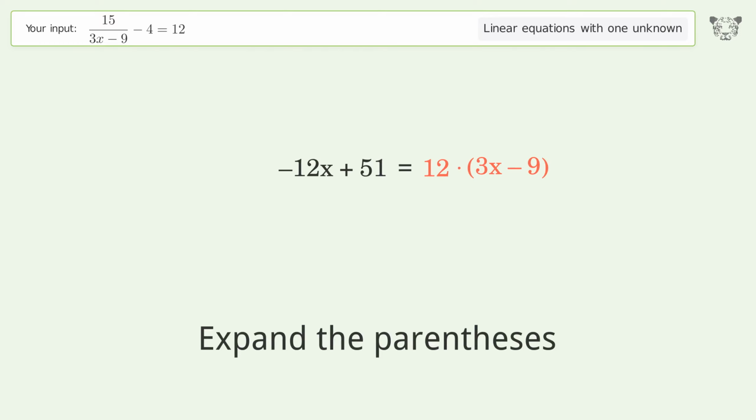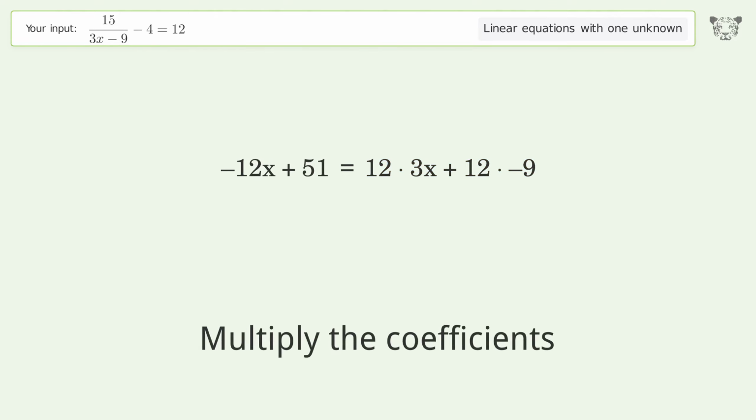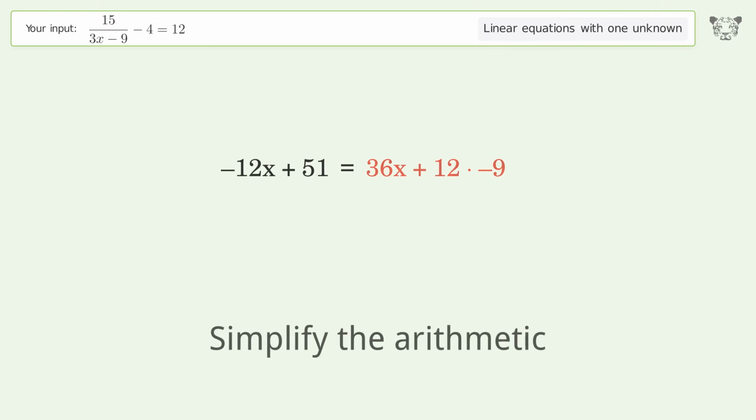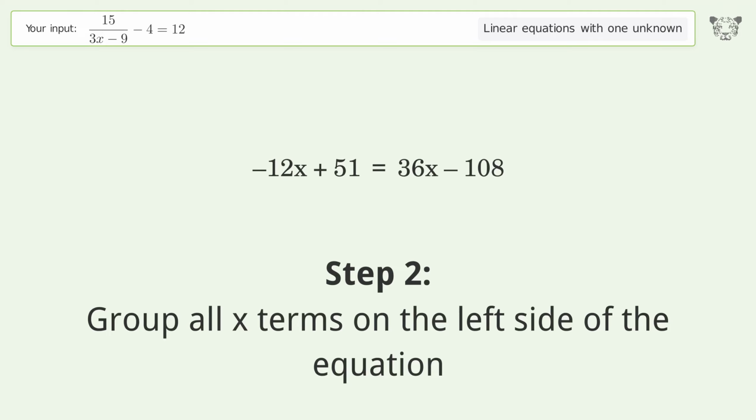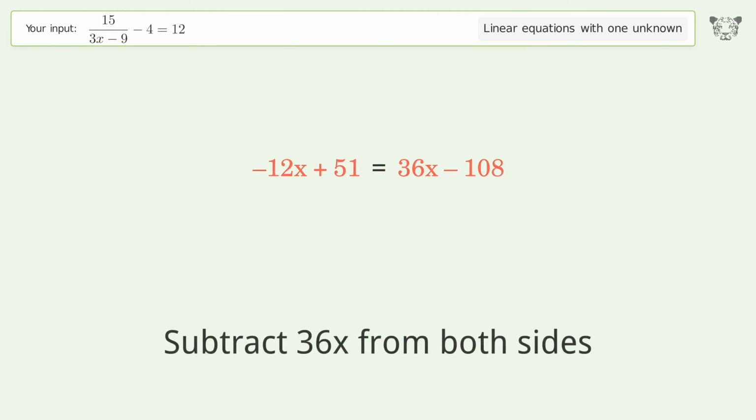Expand the parentheses. Multiply the coefficients. Simplify the arithmetic. Group all x terms on the left side of the equation. Subtract 36x from both sides.